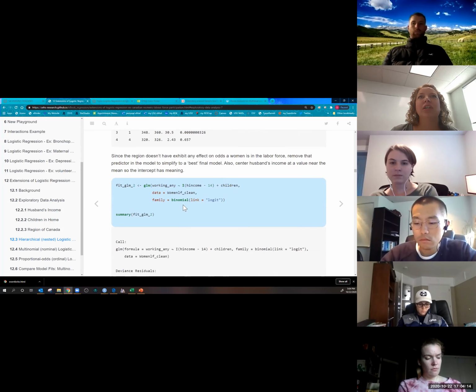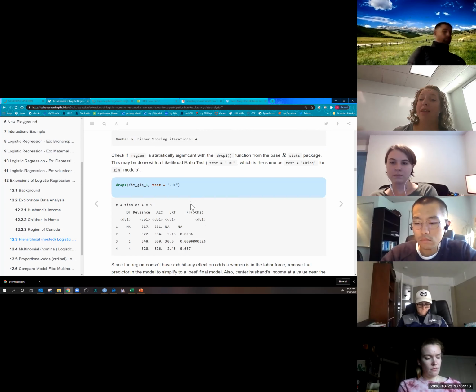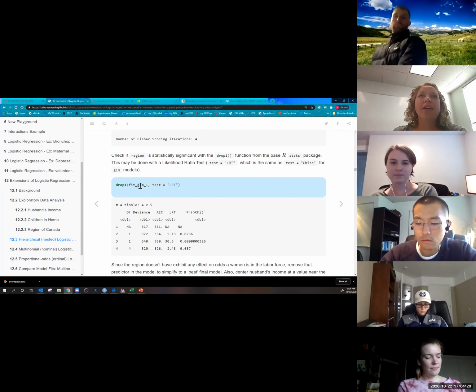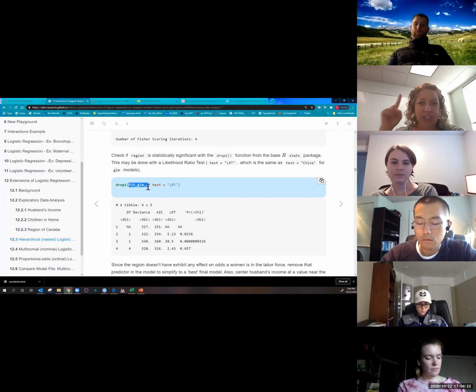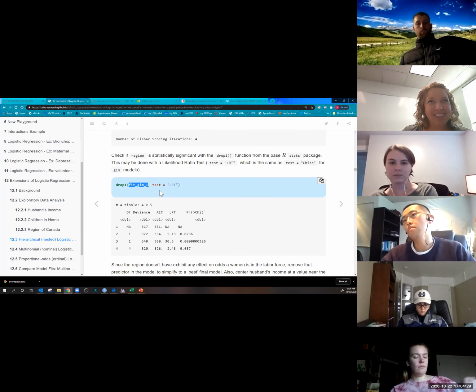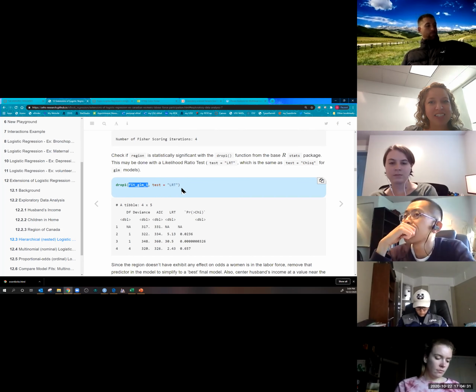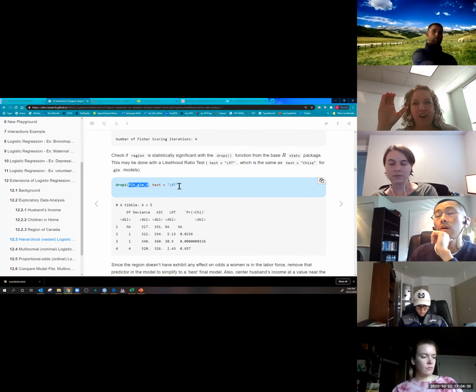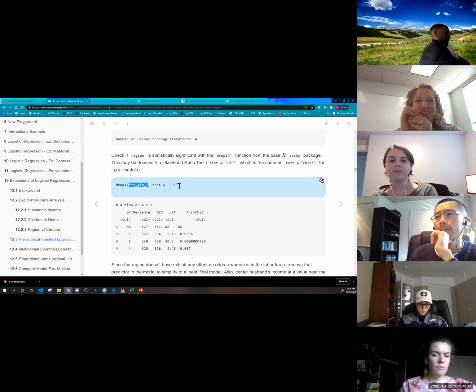And then I can do it. Oh, here's a cool command that you guys might want to know about in R. It's kind of handy. So I fit my model and I called it fitGLM1 because it was the first model I ran. If I say drop1, test equals LRT, it takes that model and it drops the first variable out and does the likelihood ratio test.